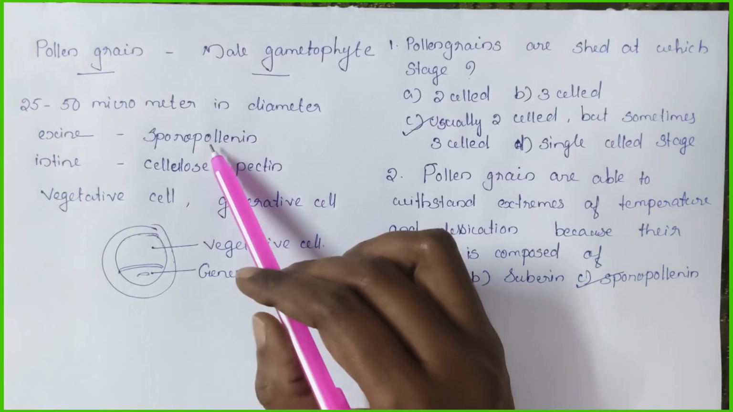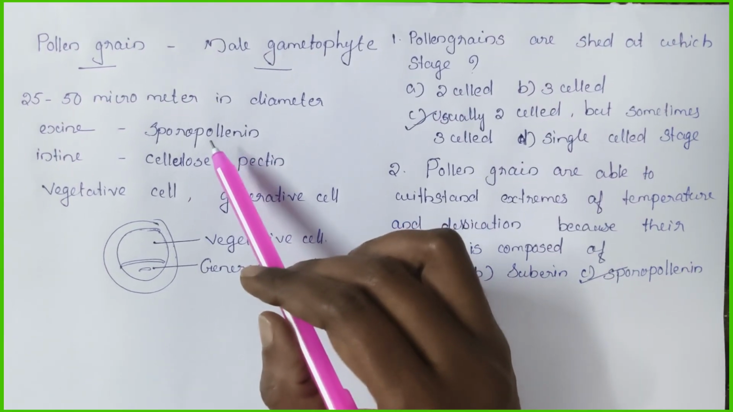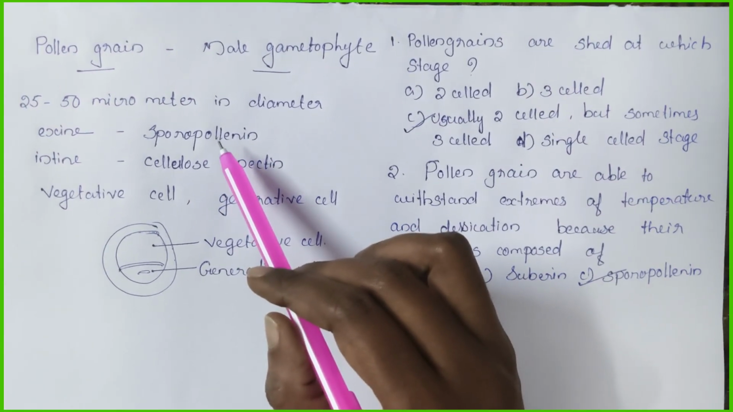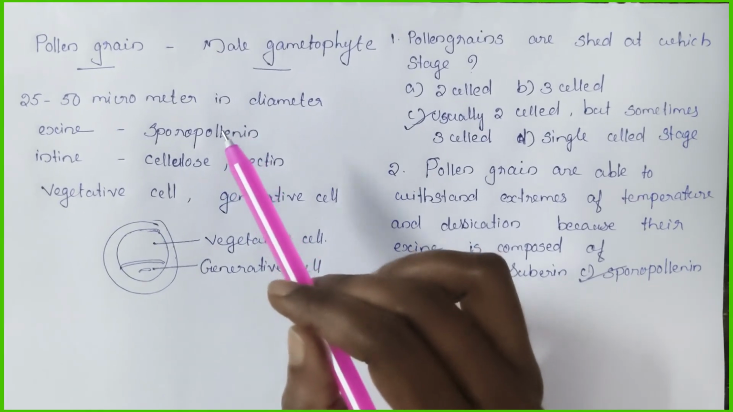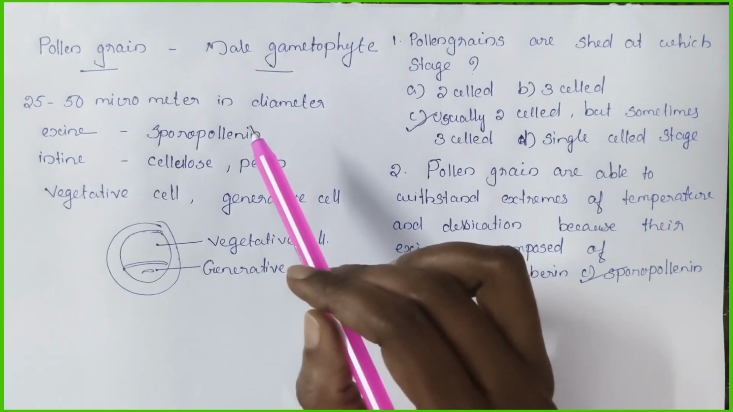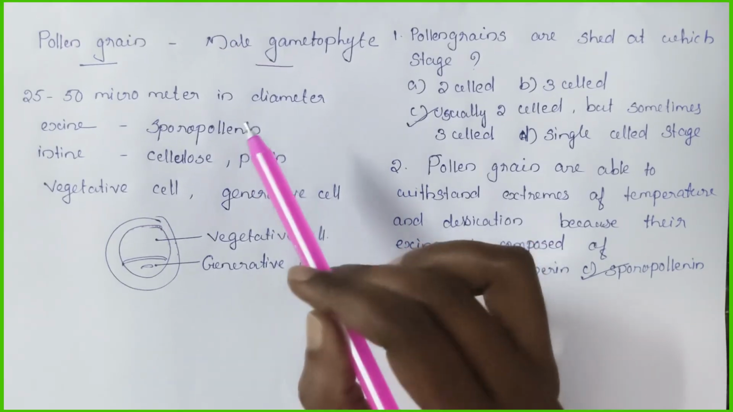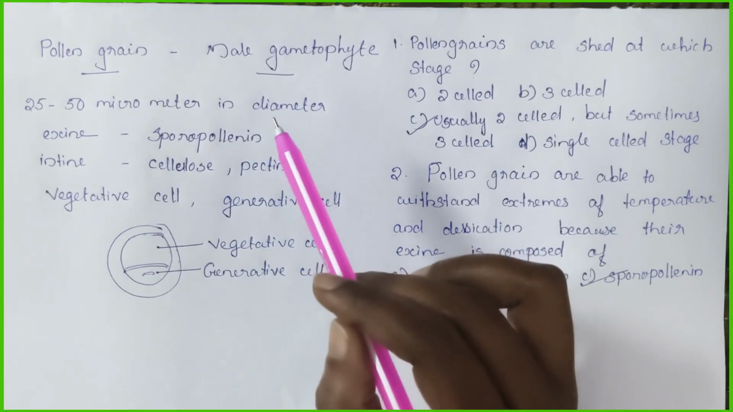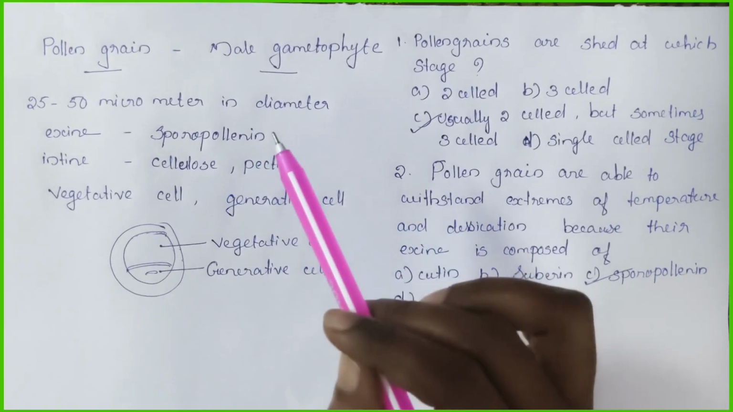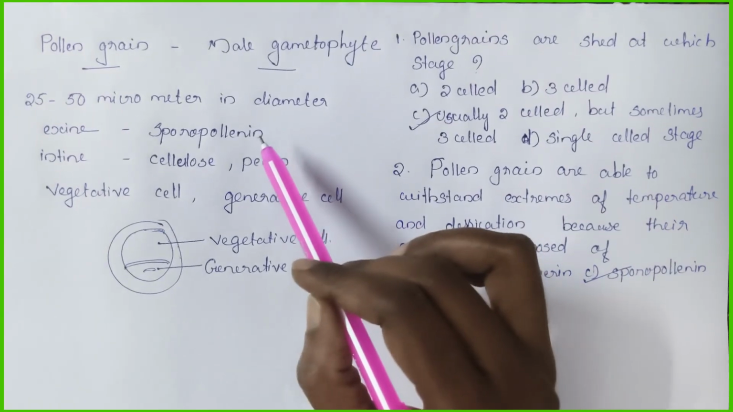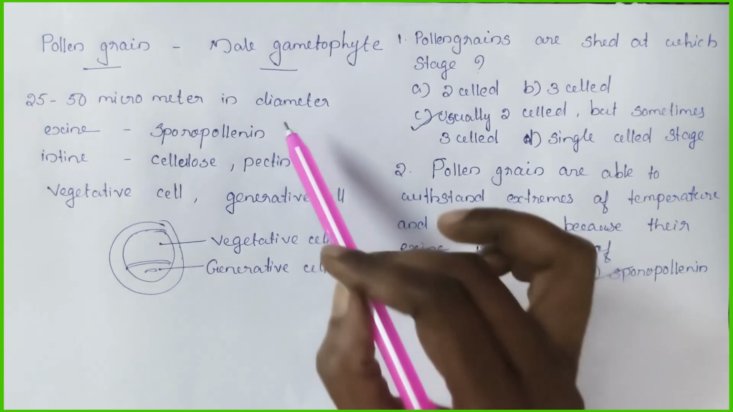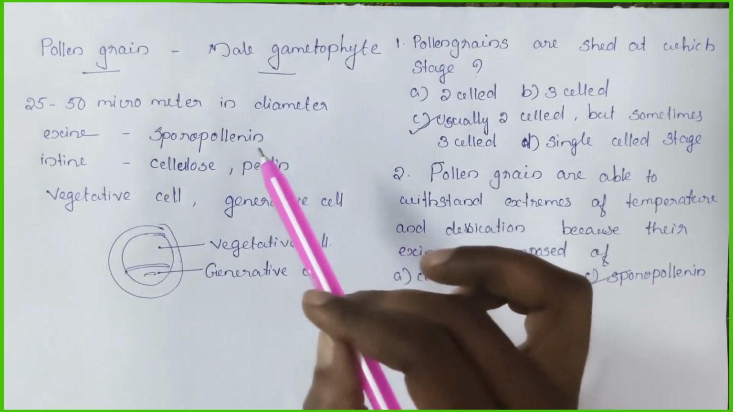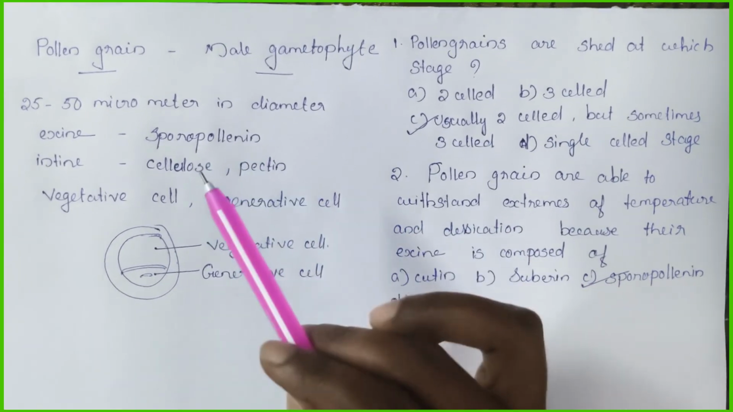Exine is made up of sporopollenin, one of the most resistant organic materials, and it can withstand high temperature and strong acid and alkali. There is no enzyme that degrades sporopollenin, and because of the presence of sporopollenin, pollen is preserved as a fossil. So that you can understand about the sporopollenin.